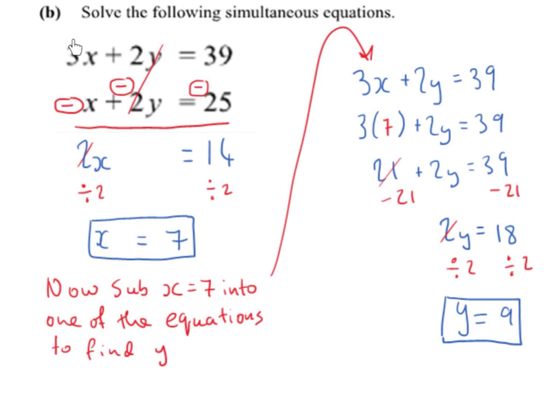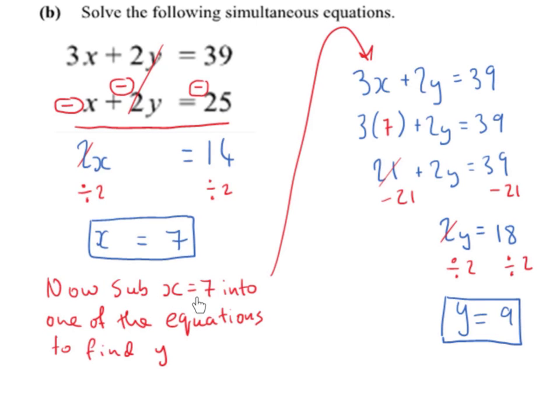So we have 3x minus 1x is 2x. The 2y minus 2y, they cancelled out. And 39 minus 25 is 14. So we have 2x equals 14. We want to get the x on its own. It has a 2 stuck on, so we have to divide by 2 on both sides. And 14 divided by 2 is 7. So now we have x is equal to 7.